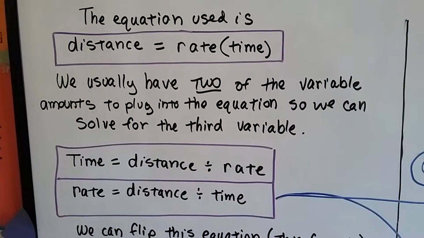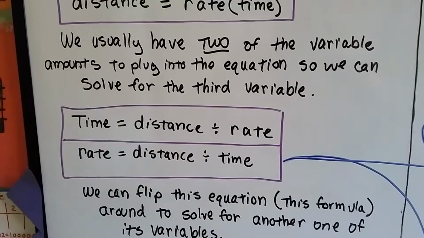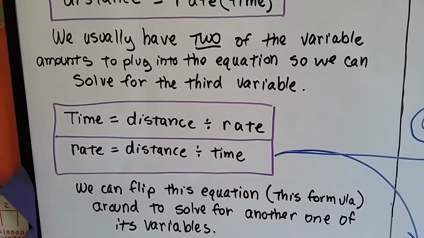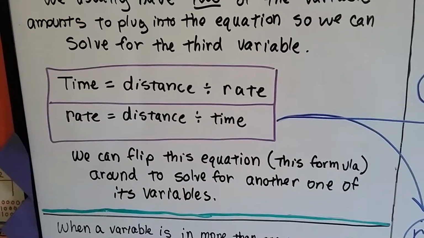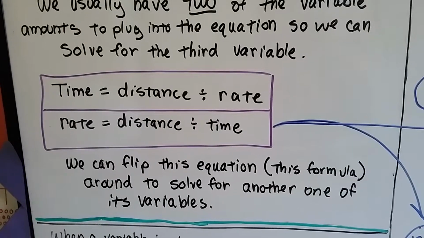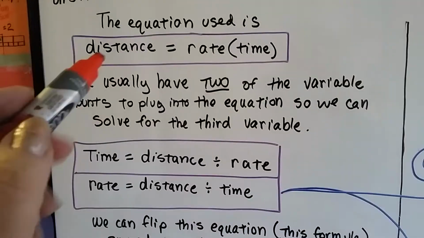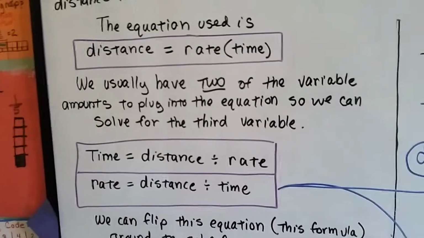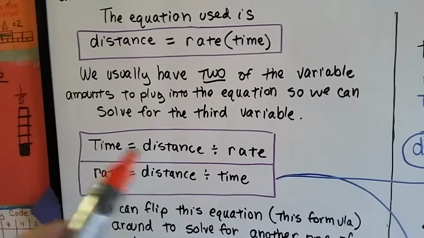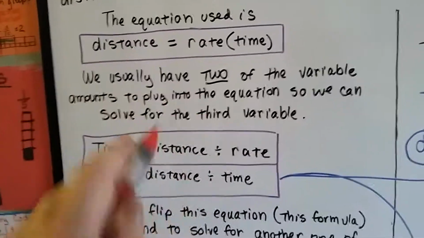We usually have two of the variable amounts to plug into the equation, so we can solve for the third variable. And time is also equal to the distance divided by the rate, and the rate is equal to the distance divided by the time. We can flip this equation around, which is a formula actually, to solve another one of its variables. So if we know the rate and the time and we want the distance, we can just multiply them together. If we know the distance and the rate, we can find the time. And if we know the distance and time, we can find the rate, and just keep switching it around to find the answer we want, okay?